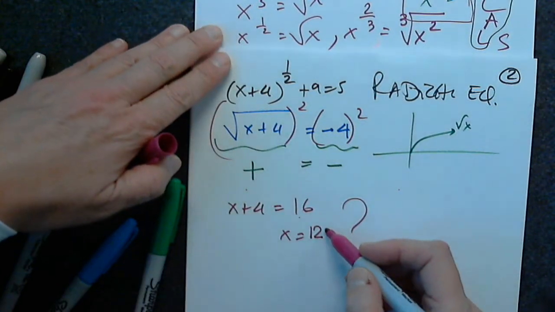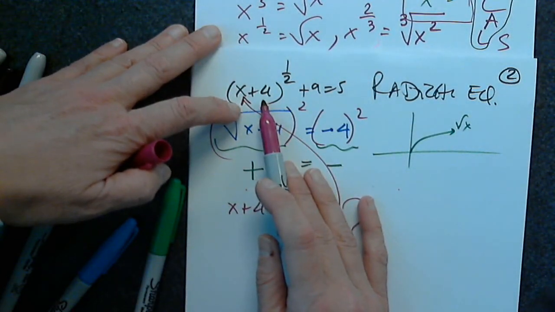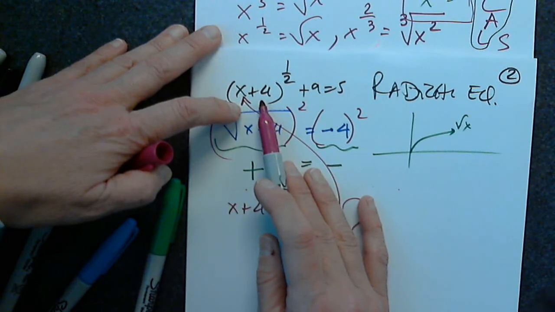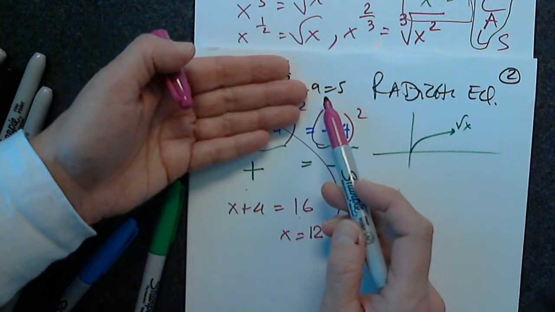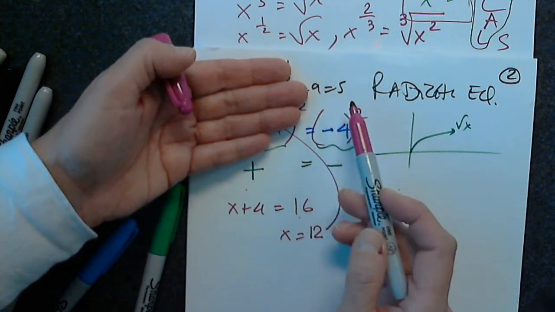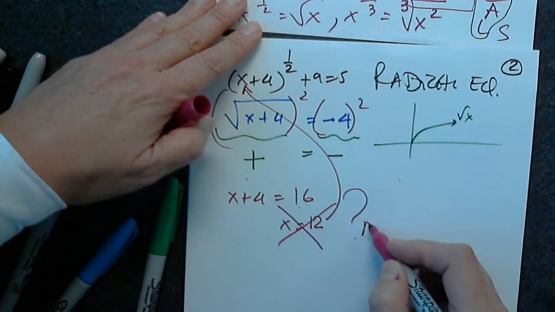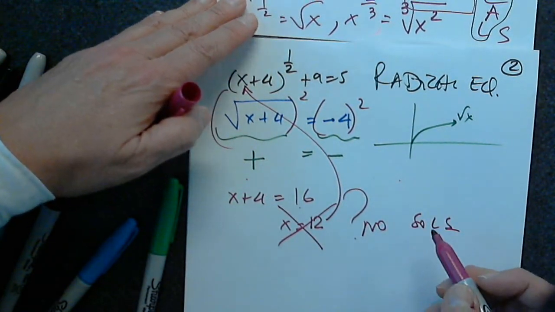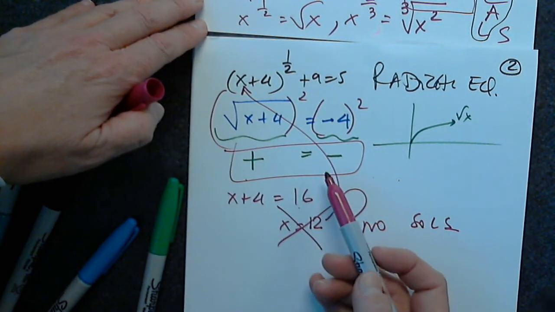So I'm going to go back and check. How much is 12 plus 4? 16. How much is the square root of 16? 4. Very good. How much is 4 plus 9? Is that 5? I'll say absolutely not. No solutions, which we could have written from the very beginning. A positive number cannot equal a negative number.